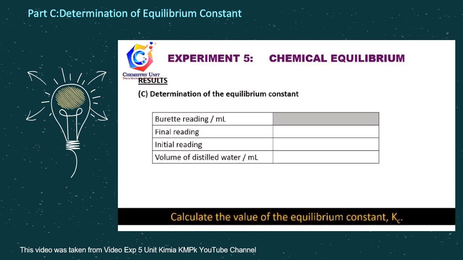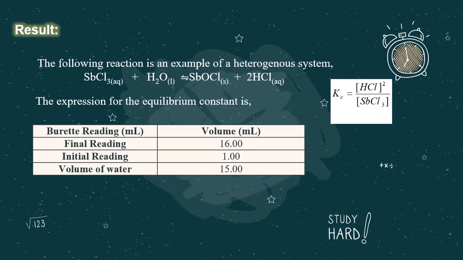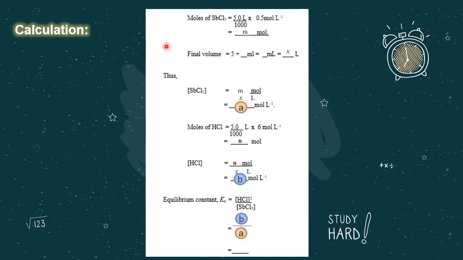Calculate the value of the equilibrium constant, Kc. Since you cannot conduct this experiment, Madam Kong will give you the result. The volume of water that we use is 15 ml. So you can apply this final volume to help you proceed with the calculation part. Next is the calculation part for part C.